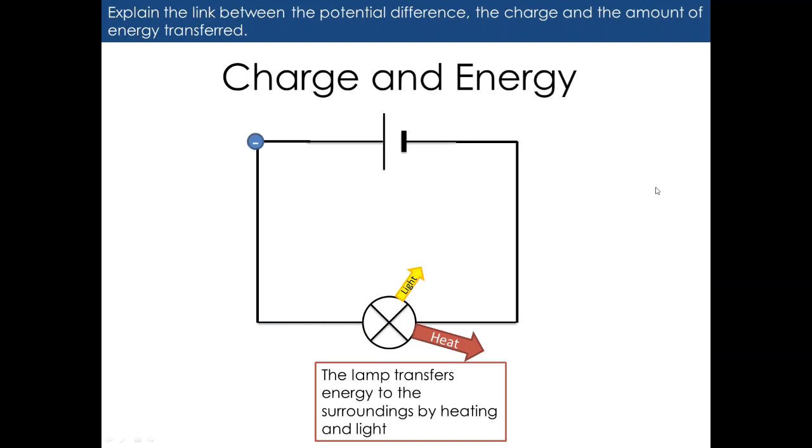The charge itself, the electron, will continue to move around the circuit. When it reaches the cell, more energy will be transferred to it again. It will carry on travelling around the circuit. So our cell is a store of chemical energy, and the charges can carry that energy around the circuit to be transferred to the components.